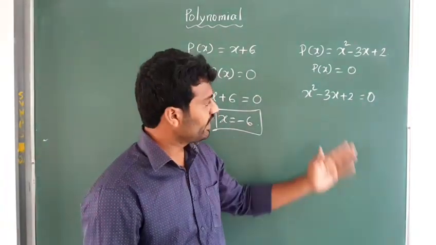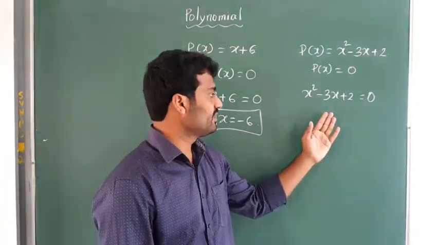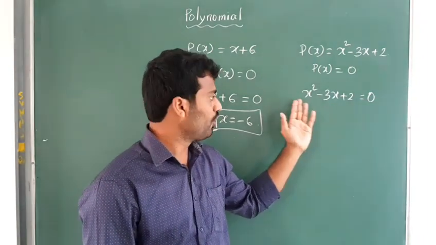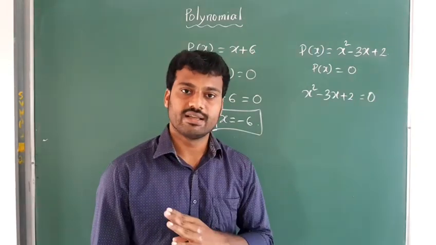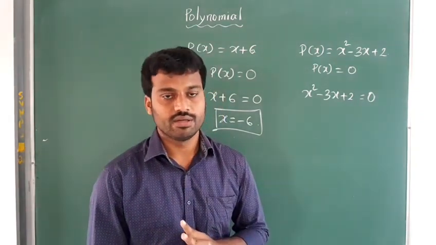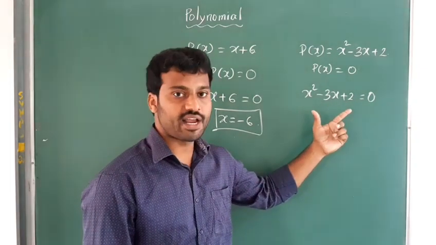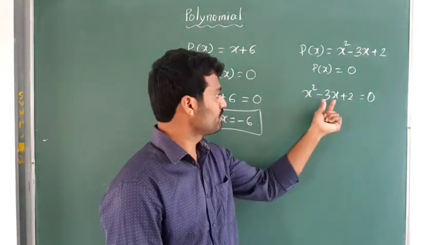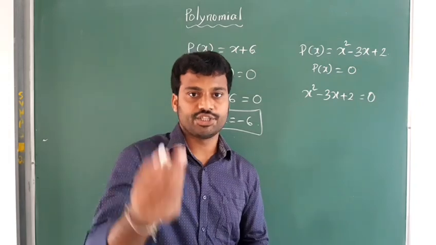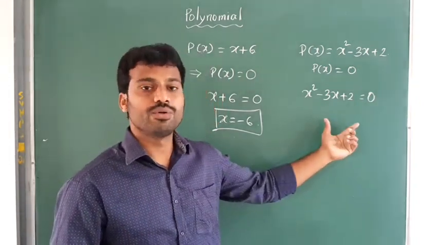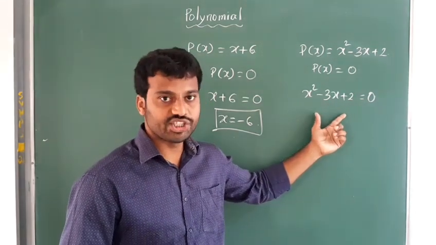By looking at the problem itself, we can directly say what the zeros will be, for what values of x the polynomial will give 0 as the answer. Easily we can find out. So we have to solve this by the factorization method, which means you should split the middle term. That is the next concept. In the next session I will explain how to solve by the factorization method.